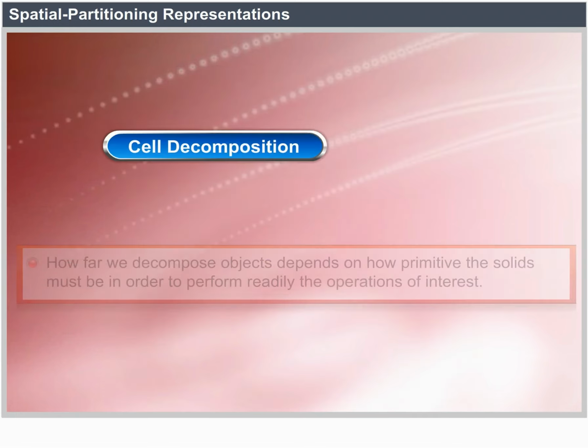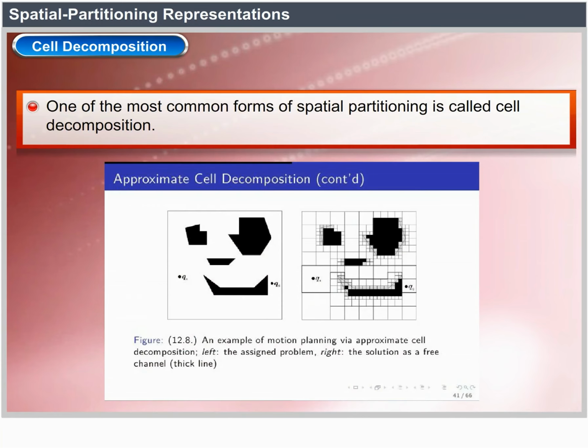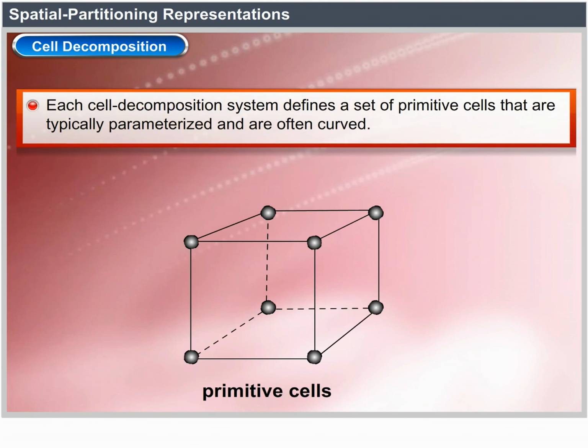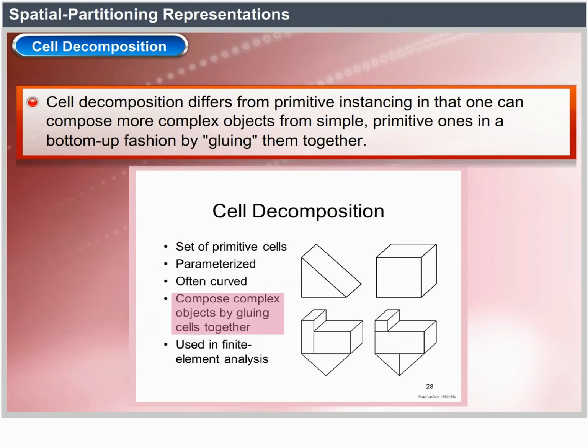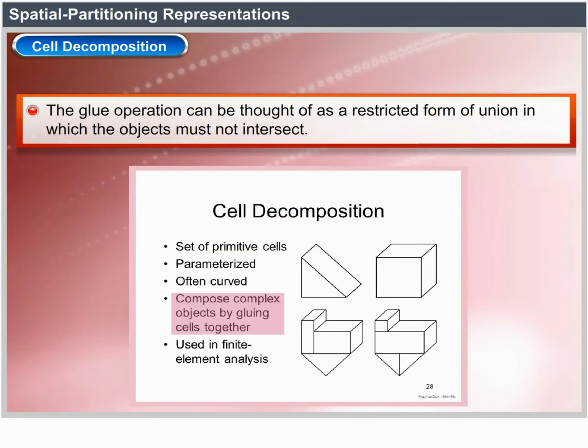Cell decomposition. One of the most general forms of spatial partitioning is called cell decomposition. Each cell decomposition system defines a set of primitive cells that are typically parameterized and are often curved. Cell decomposition differs from primitive instancing in that we can compose more complex objects from simple, primitive ones in a bottom-up fashion by gluing them together. The glue operation can be thought of as a restricted form of union in which the objects must not intersect.